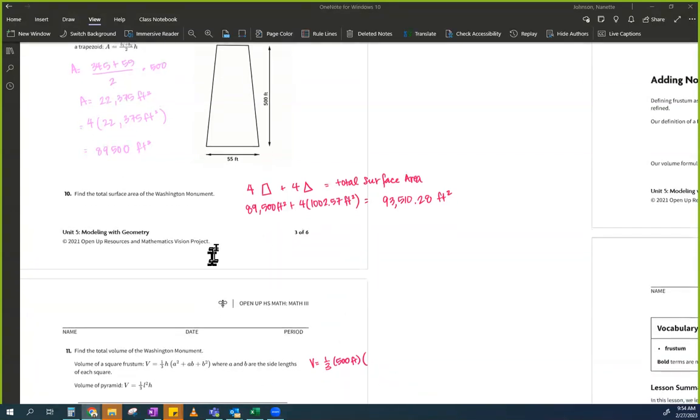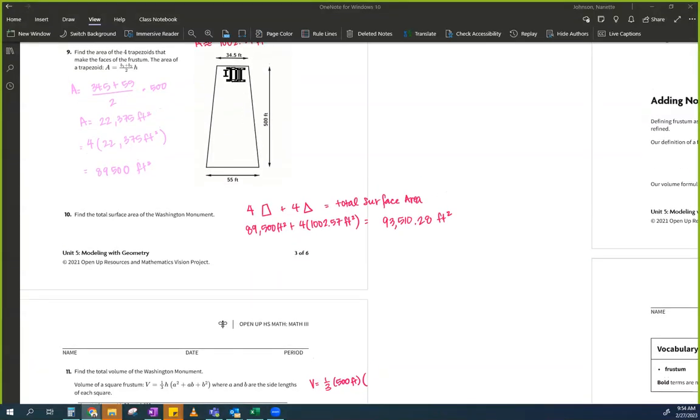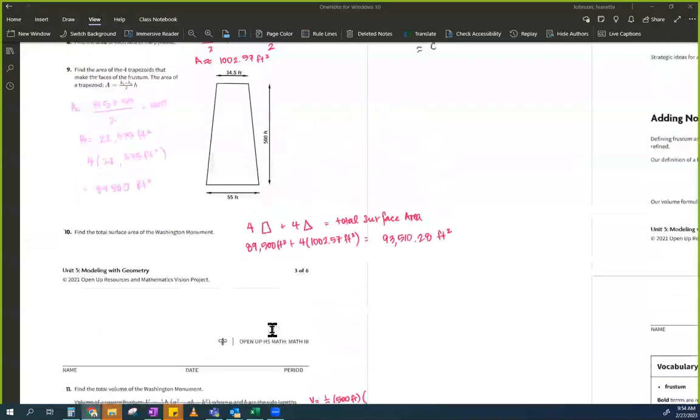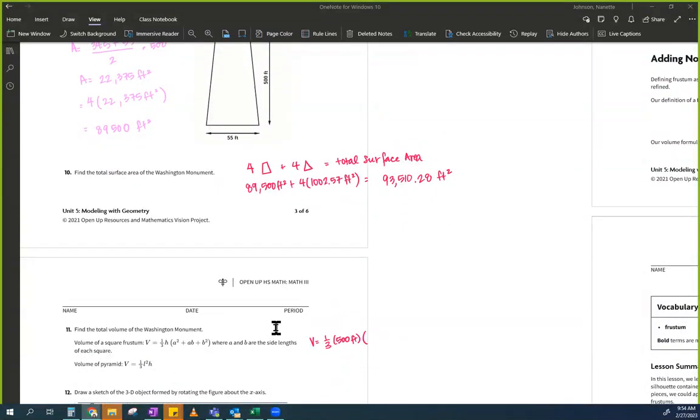So here, A and B, this is one side of the square base, and here's your other side of the square base. Okay, so I'm going to go with that, and I'm going to go, what was it, 55 and 34.5, is that right? Yeah, so it's going to be 55 squared plus 55 times 34.5 plus 34.5 squared. Oops, I missed the squared. Okay, and that's that formula, right?